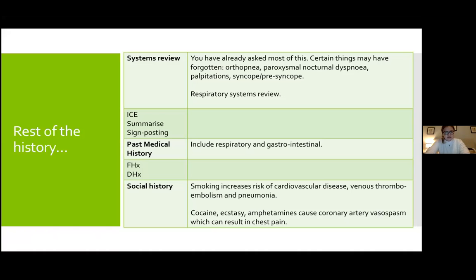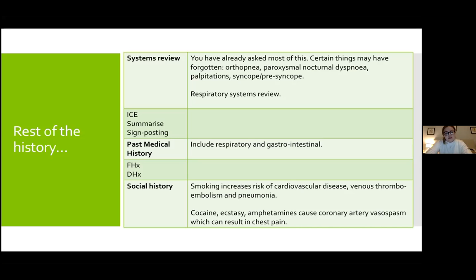Okay. And then once you've done your history of presenting complaint, that's where we go back to our structure and go through the systems review. You might have asked a lot of this already, but you also want to make sure that you tick off that you've asked about the cardiovascular ones of orthopnea, paroxysmal nocturnal dyspnea, palpitations, and syncope. One of the main systems to get a good review of in this case is the respiratory one, because you have quite a lot of respiratory causes of chest pain. And then you go through your ICE, you summarise, and then you realise any gaps that you've got, and you can ask them any further questions to fill those in, and then signpost that you're now going to move on to the past medical history.